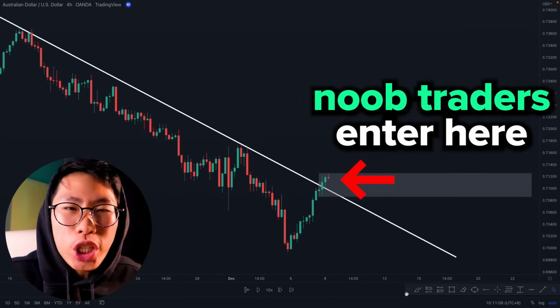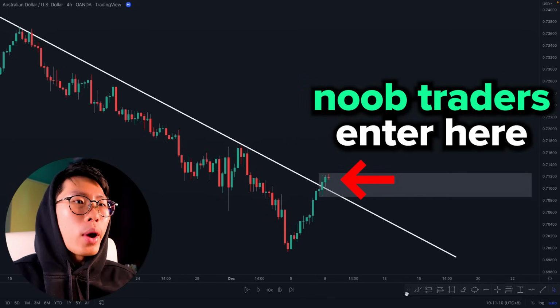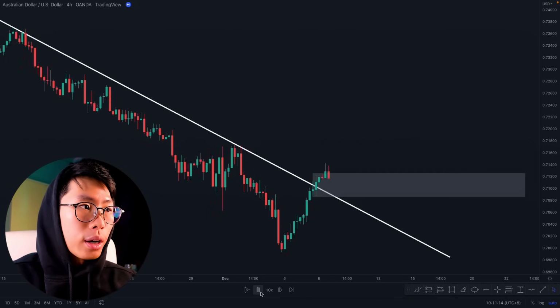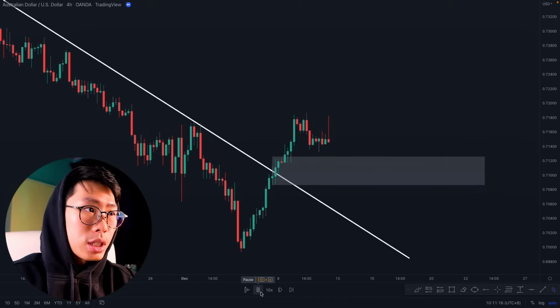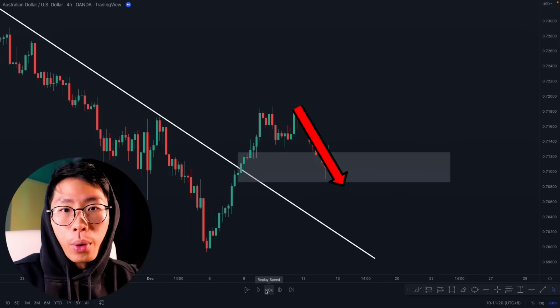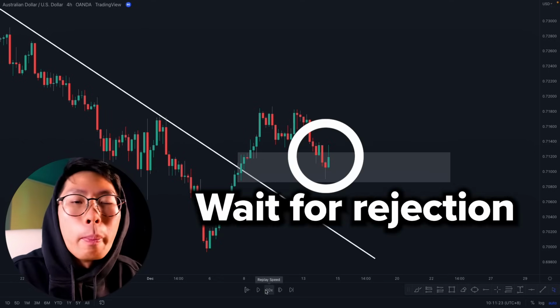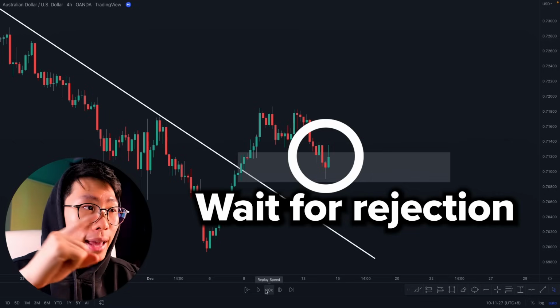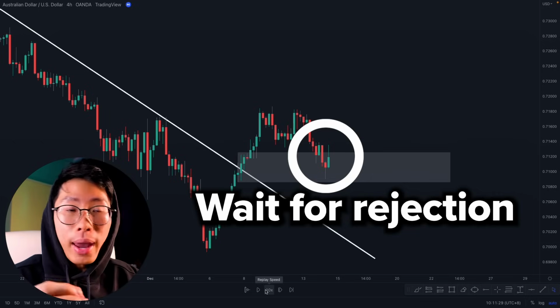We are professionals now, so we want to wait for price to come back down to this box, then that is when we enter for the trade. You can see price went back up, and right now it's coming back down. Once it comes back down to this rectangle area, we are waiting for some sort of confirmation that tells us that price is rejecting this little box and it's going to go back up. That is when we enter for the trade.